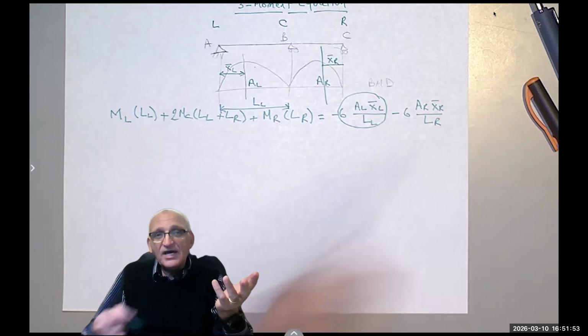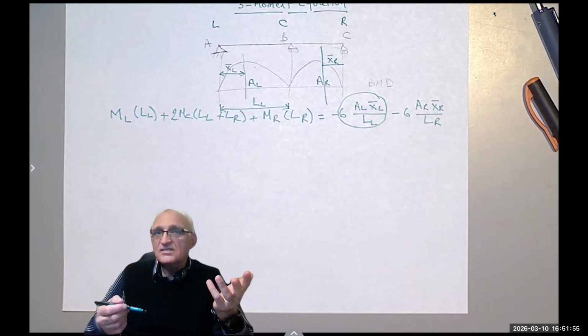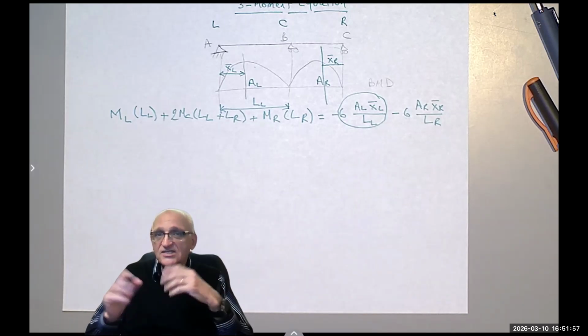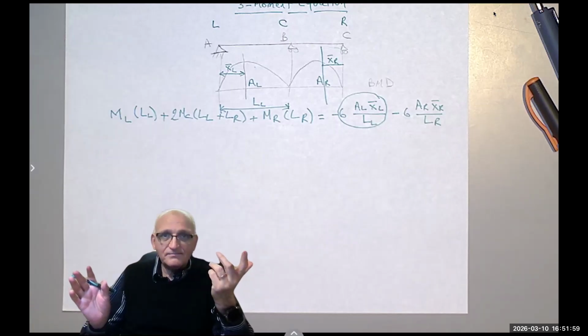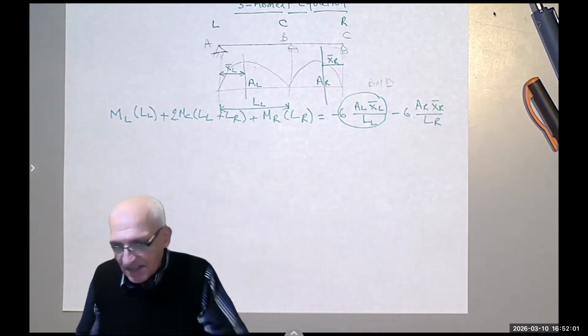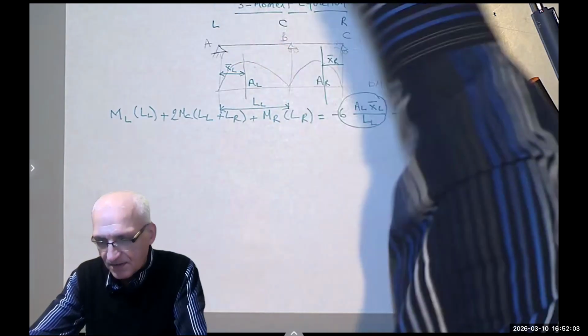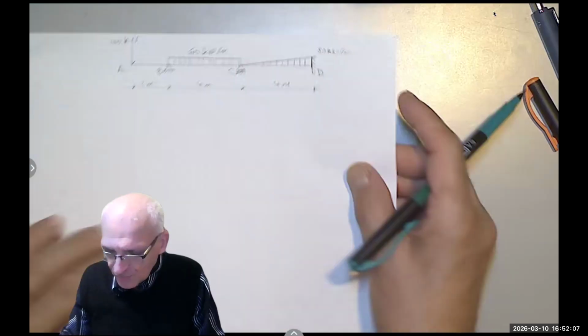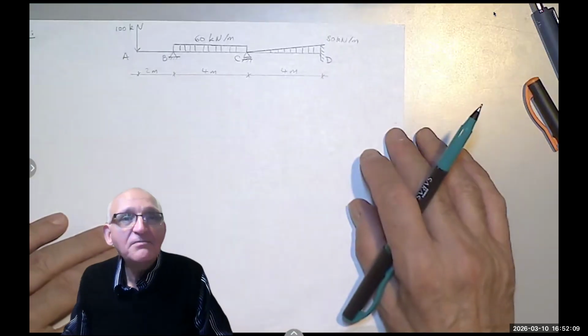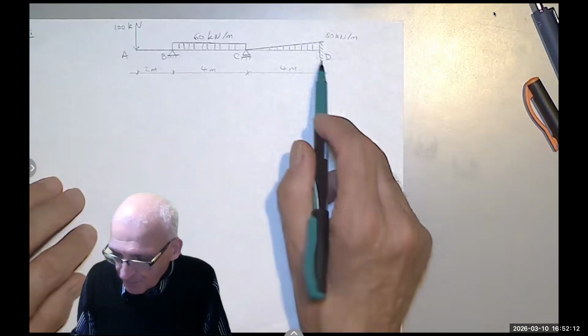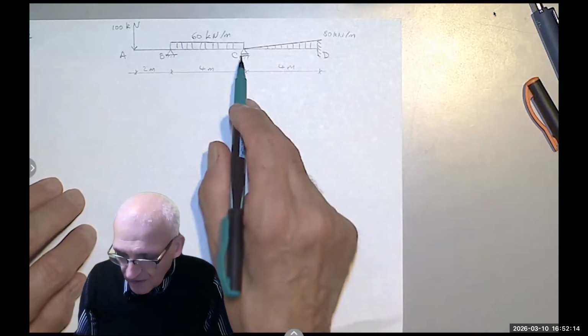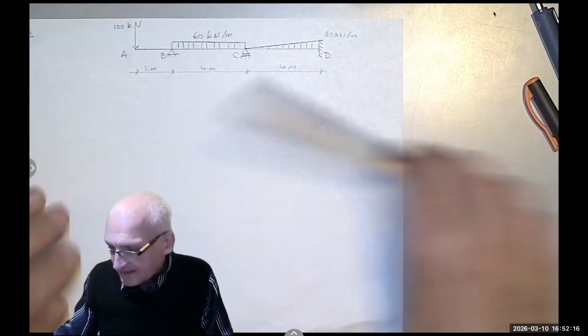But sometimes you have to apply it more than once if the moment is not zero at one of the two ends. Okay, let's take an example and see. I already drew the beam so that we don't waste time. Here is my beam. I have a fixed support at D. I have a roller at C and a pin at B.